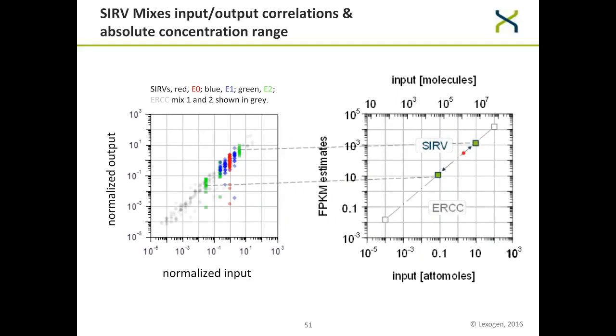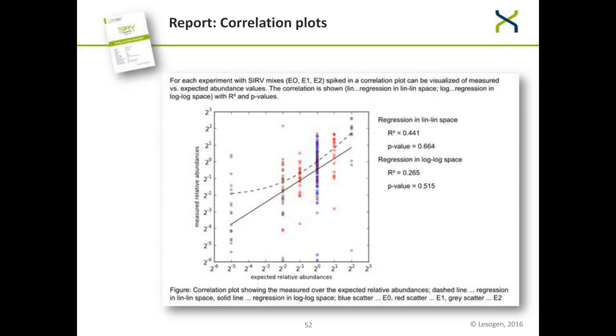So this input-output correlation plot is also one alternative to the box plot, and you see that actually the ranges where E0, E1, and E2 are present correlates well to the expected values. The surf suite report also includes this kind of correlation plot, here shown for another experiment, and it also calculates R-square and p-values in both the linear and the log-log space.